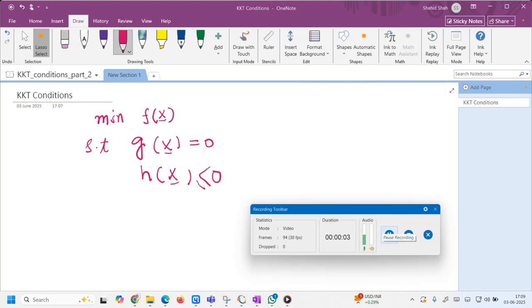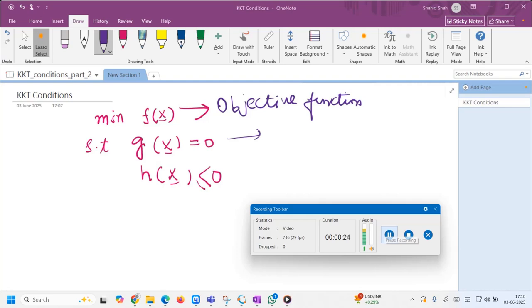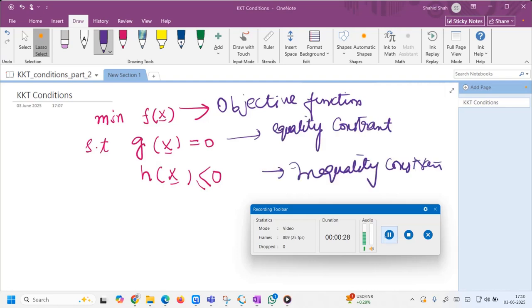Welcome to this second part of our video lecture on constraint optimization, and we are discussing KKT conditions for solving the constraint optimization problem. So here is the optimization problem. We want to minimize some objective function f of x. We have g of x as equality constraint and h of x as inequality constraint. And now let's make it more general.